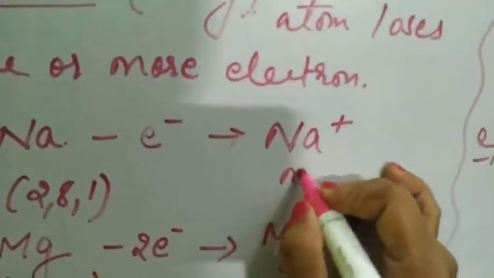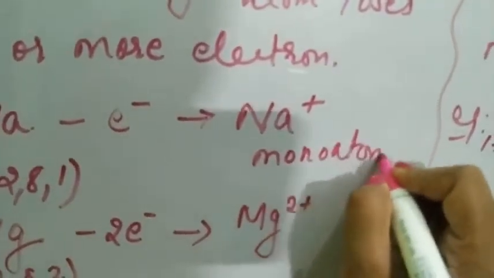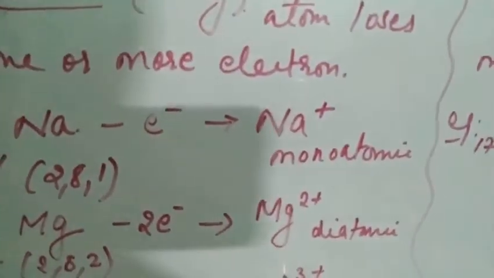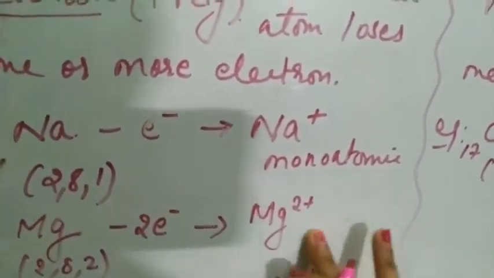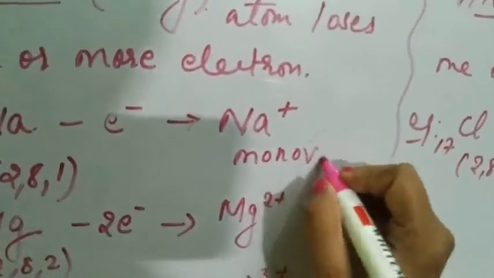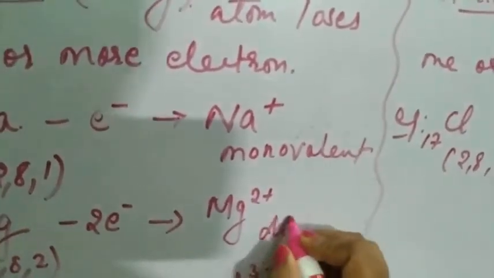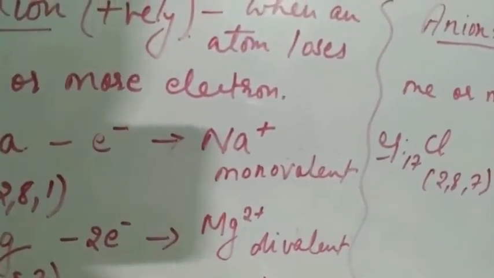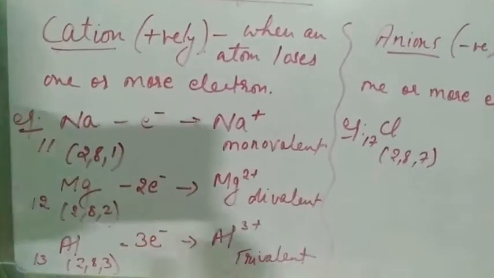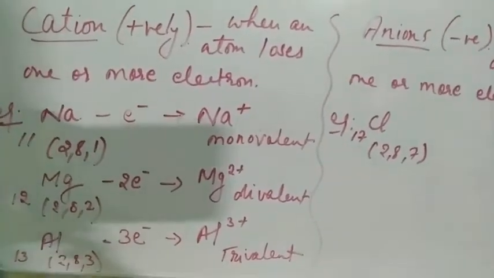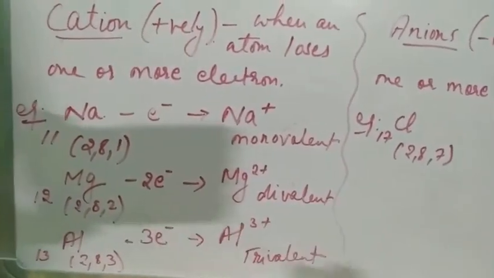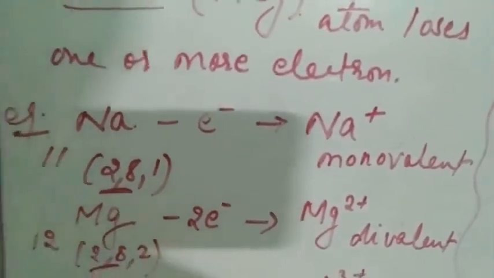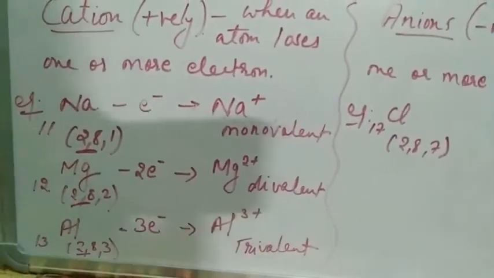So this is monovalent, this is divalent, and this is trivalent cation. Because you see sodium, magnesium and aluminium, all are losing electrons to gain the electronic configuration of the nearest noble gas, that is neon, 2,8. Alright, so this is cation.